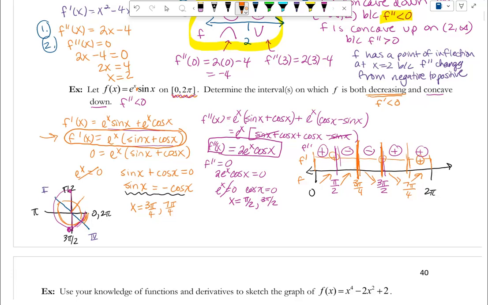So that's where our concavity will be concave down. Sorry, I should have done this one in purple. My color scheme is getting messed up here. All right, because we said we'd be concave up here.